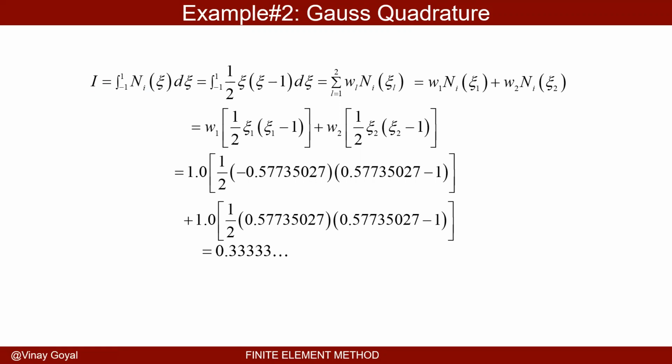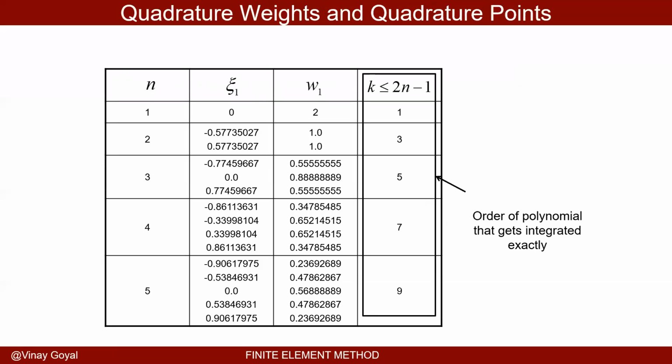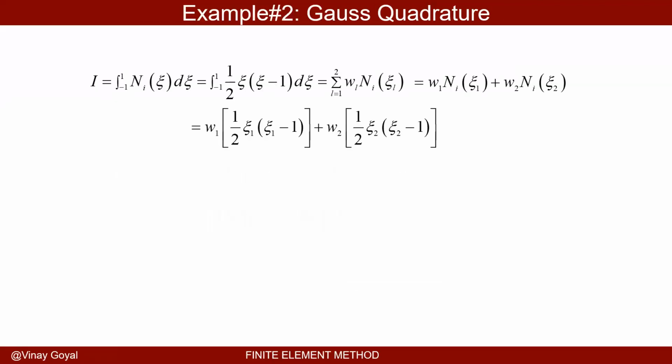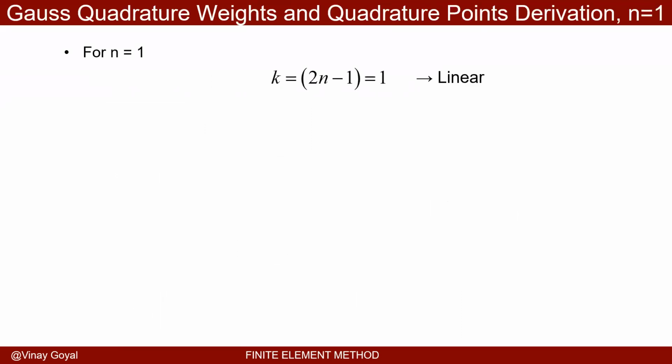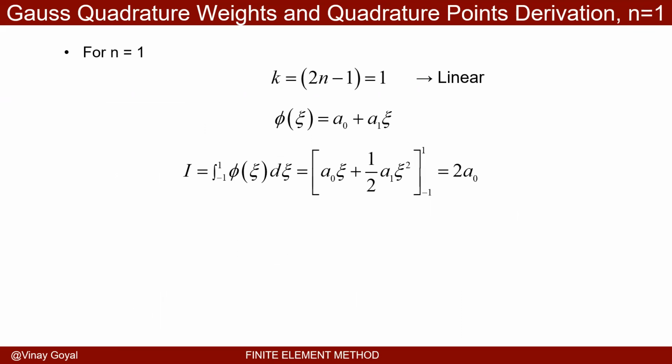How do you derive that? Like many people have asked me, where does this table come from? How is that even possible? How does this work? It takes a little bit of work. I'll show it for interest purposes. So for n equals 1, let's do for n equals 1. So for one quadrature point, let's say this phi here is a linear function. So I plug it in there, and I'll integrate that from minus 1 to 1. When I do that, I get 2a naught.